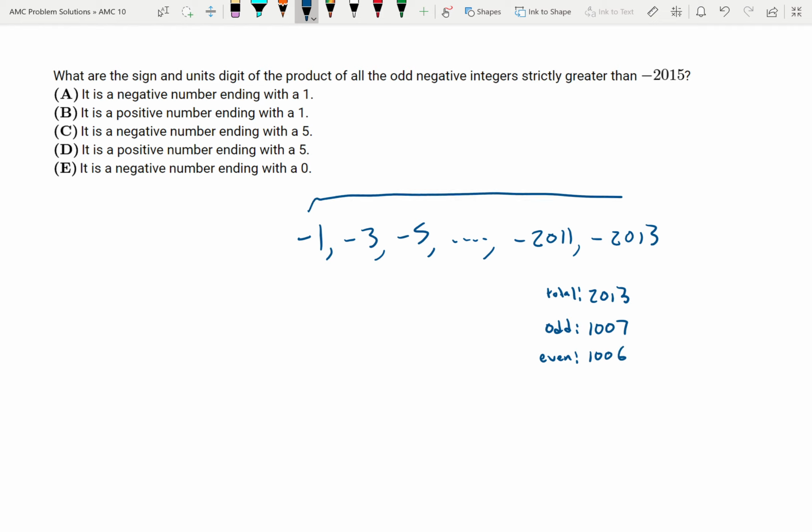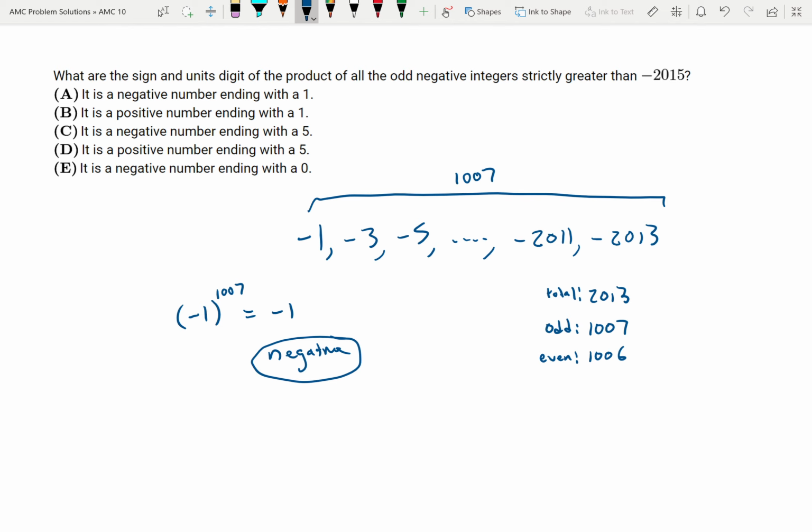So therefore, there are 1007 numbers right here. And for the sign, since they're all negative, the sign is going to be -1 to the power of 1007. And that comes out to -1. So the sign is going to be negative. So we've got that.